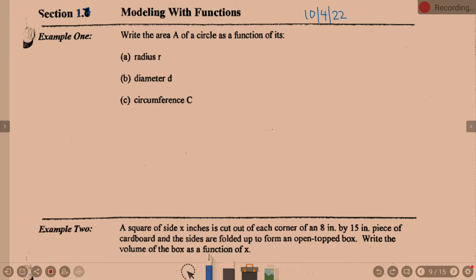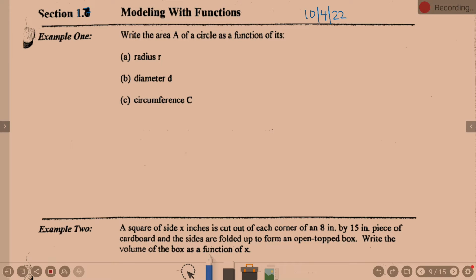So example 1, write the area of a circle. And then we're going to do this in 3 different ways. So we're going to write the area of a circle in 3 different ways. We're going to write the area of a circle on part A as a function of its radius. So we're going to write the area of a circle where it uses radius in the function.